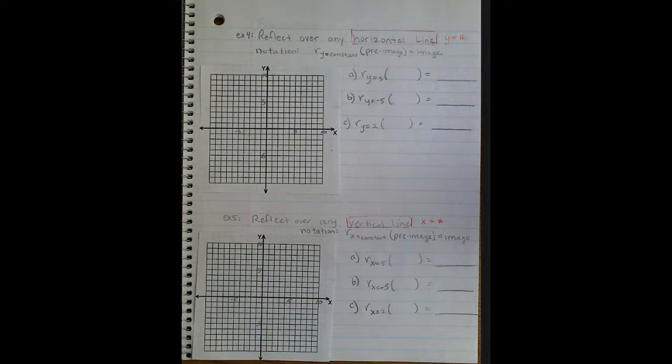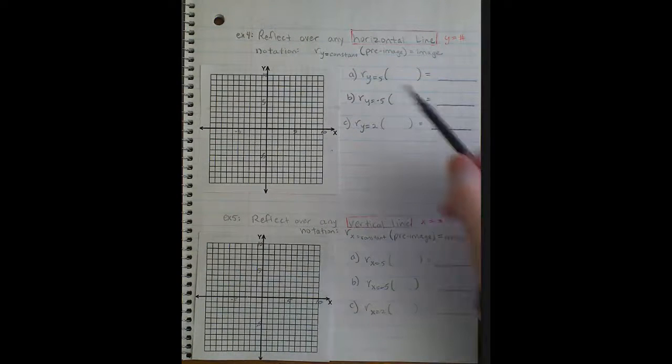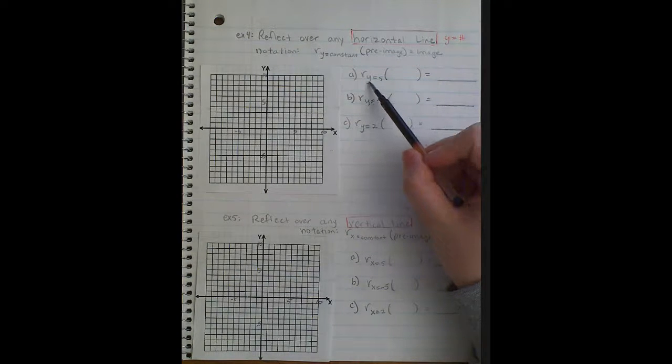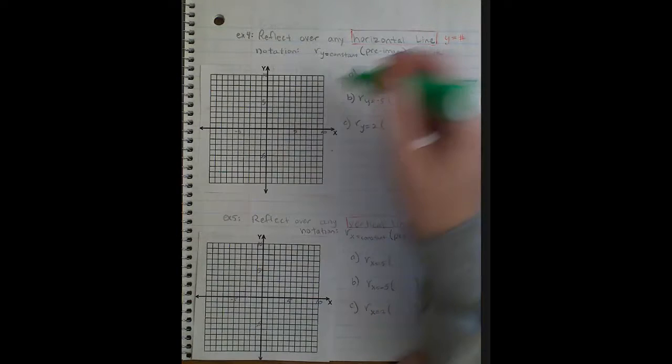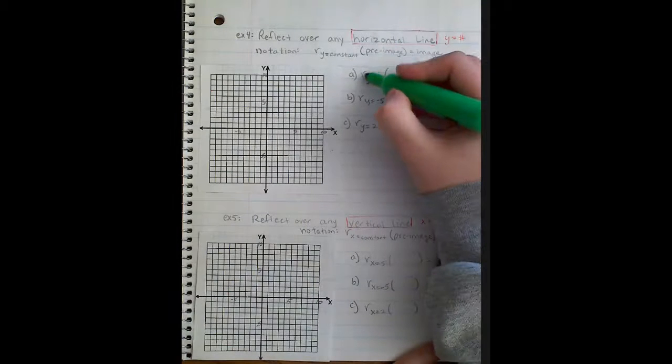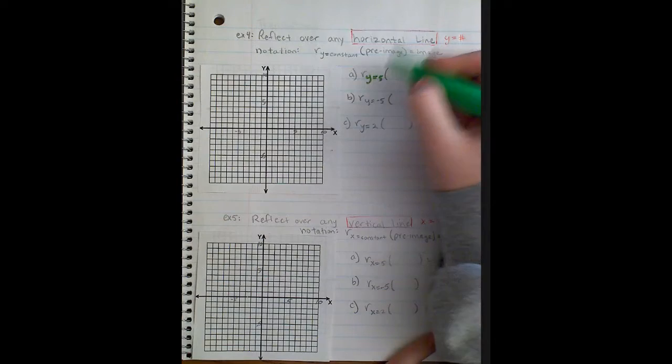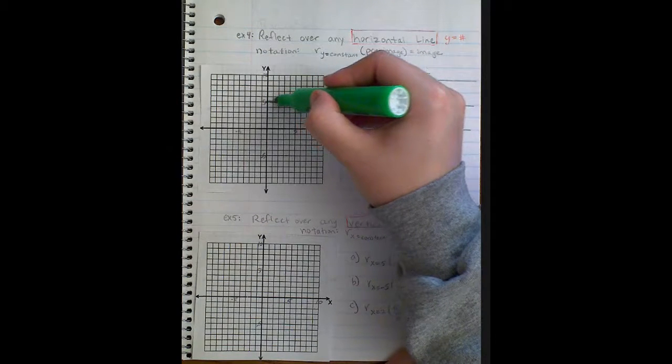Examples 4 and 5 are new to everybody, even if you've learned about reflection, so you definitely want to write this down. Reflecting over any horizontal or vertical line. So an example of a horizontal line would be the equation y equals 5. So just to rack your brain in case you don't remember, the line y equals 5 is going to look like this.